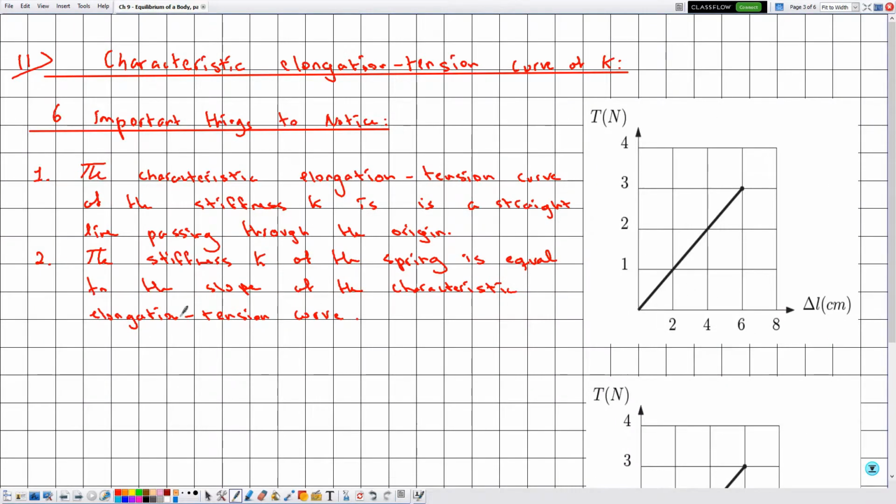So in this case, this is exactly the same, but we are replacing current by elongation, tension by voltage. Now, as for idea number 3, we know that graphically we can extract the value of delta L knowing T and vice versa. Then let me say graphically, if the tension is 2 newtons, then the elongation is 4 centimeters. So how come?